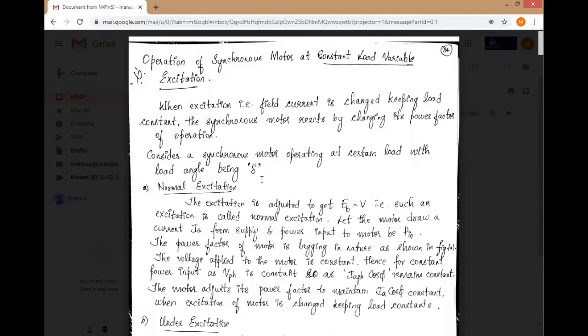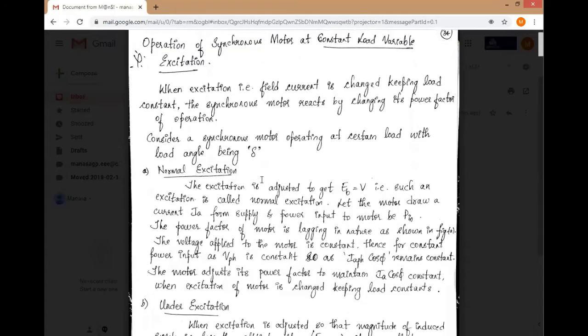So how is this flux produced? The flux is produced because of the current which is supplied to the field winding. So basically, excitation is nothing but the current you supply to the rotor winding or field winding. By varying this, you are varying the back EMF in turn. So we are considering the operation of the synchronous motor where the load is untouched, it is kept constant, and the excitation is varied, that is, the current given to the field winding is varied. Once we do this variation, how the operation of the synchronous motor gets affected, we will see now.